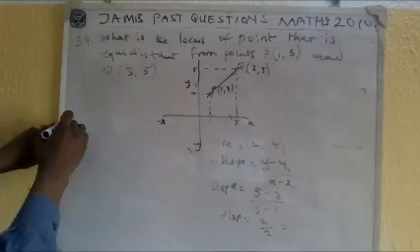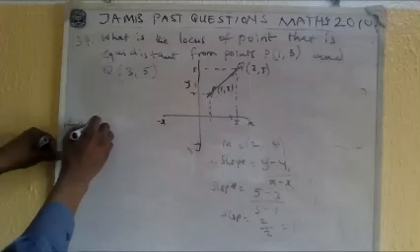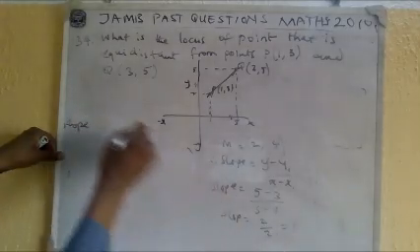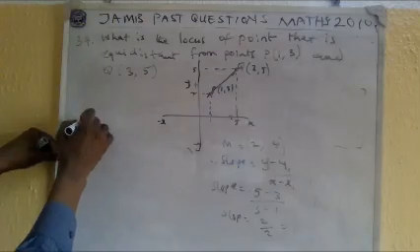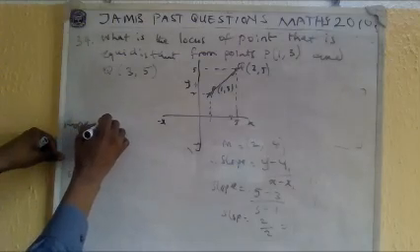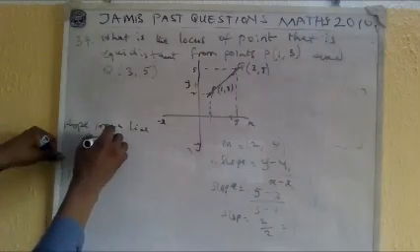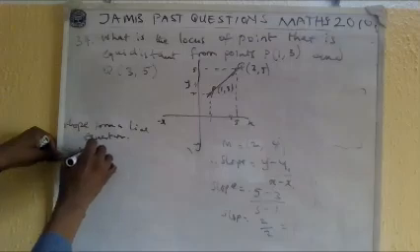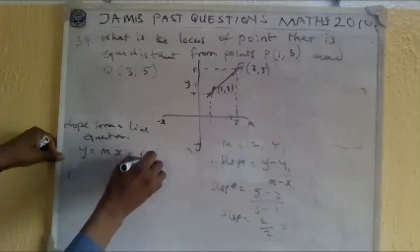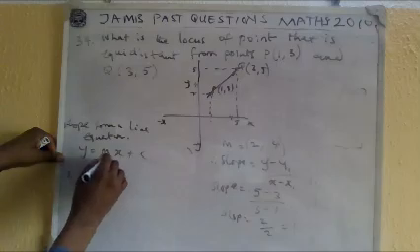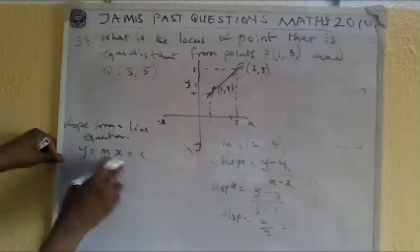The locus, the slope, you understand, which is this one, forms a line equation. If we have this kind of equation, y is equal to mx plus c, c is the constant, m is the slope.